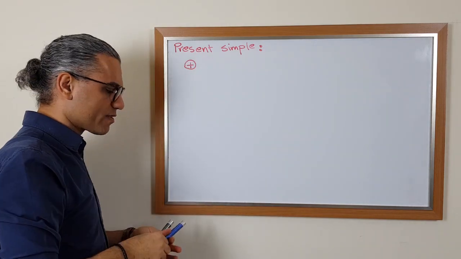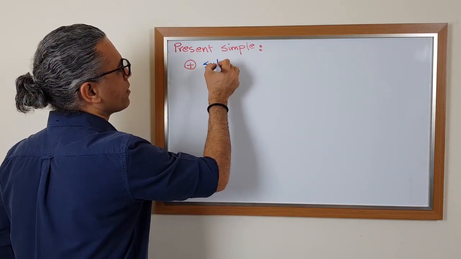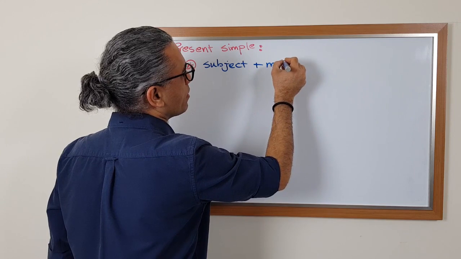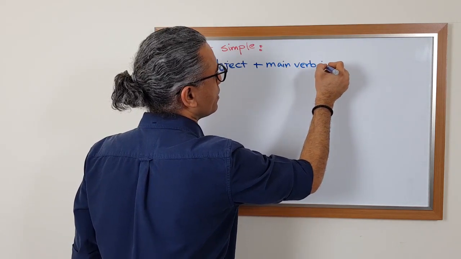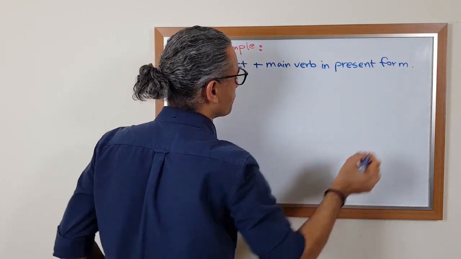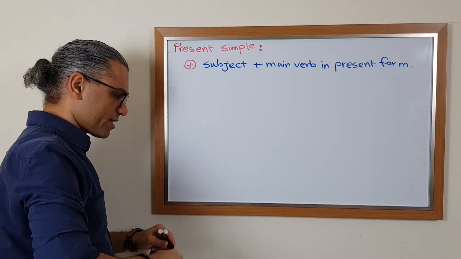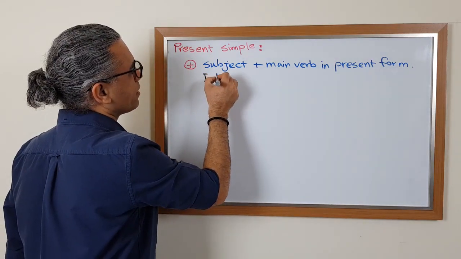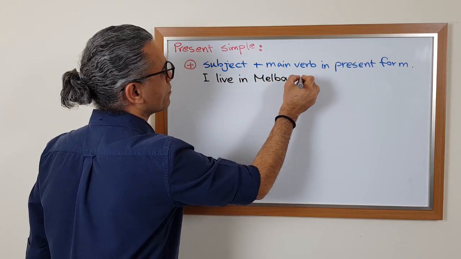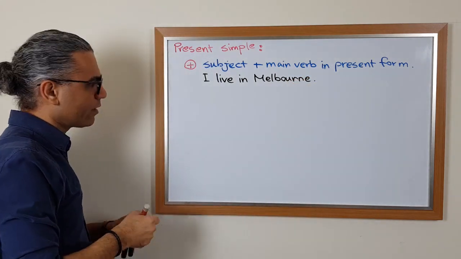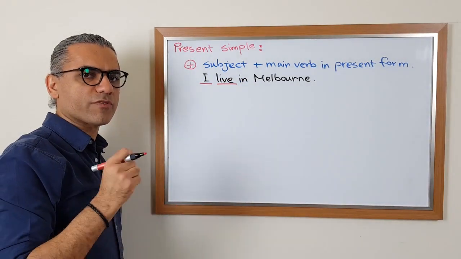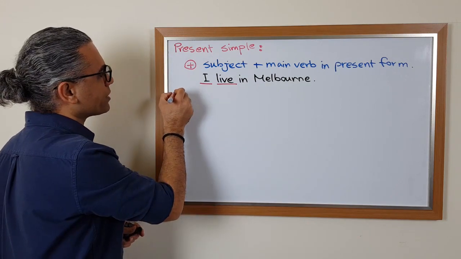A positive present simple sentence is subject plus main verb in present form. For example, I live in Melbourne. I is your subject and live is the present form of the verb live. Point.